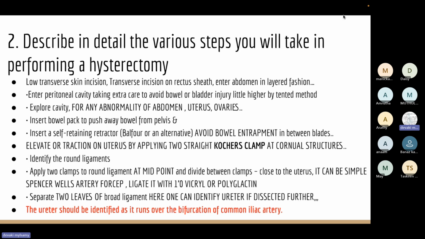Once you have entered the peritoneal cavity, what is your next step? You are going to explore the peritoneal cavity for any abnormality in the abdomen, in the uterus, or in the ovaries. That is exploration. You see the abdomen first and assess whether any abnormality is noted. That is another important point which you missed out.